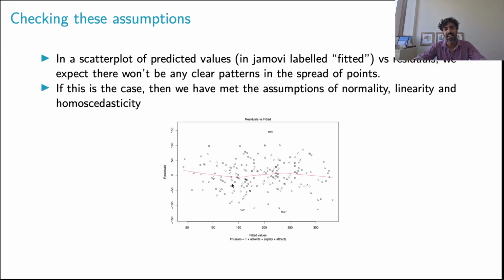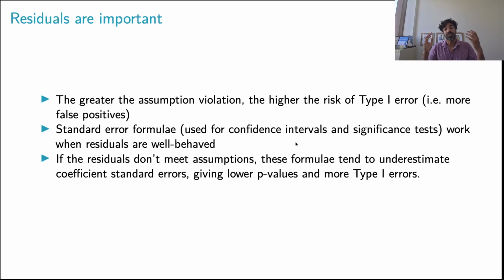If you start to see any funneling or nonlinear trajectory occurring, like we've seen in previous lectures with examples, then that's an indication that homoscedasticity is not met or linearity is not met. And so we need to ensure the residual versus fitted is a plot you should always be looking at. So residuals are important. Hopefully that's emphasized it, because the greater the assumption violation, the higher the risk of type 1 error, which means more false positives.